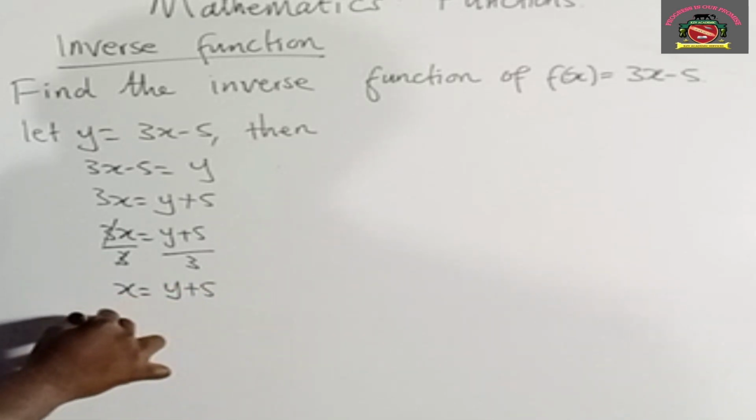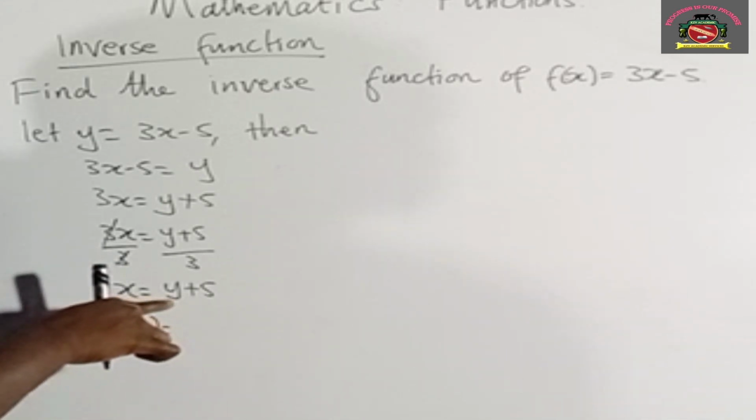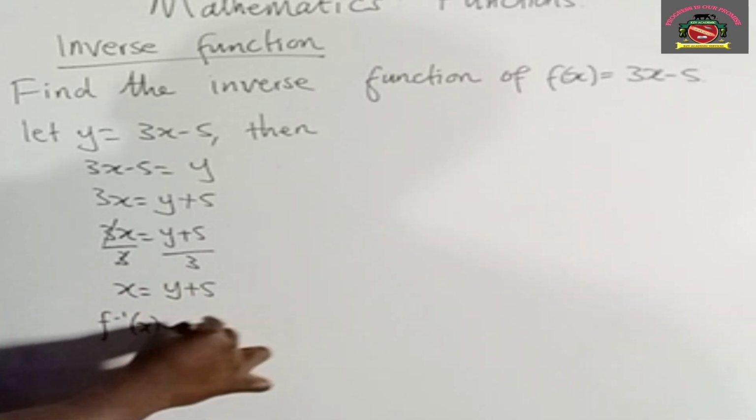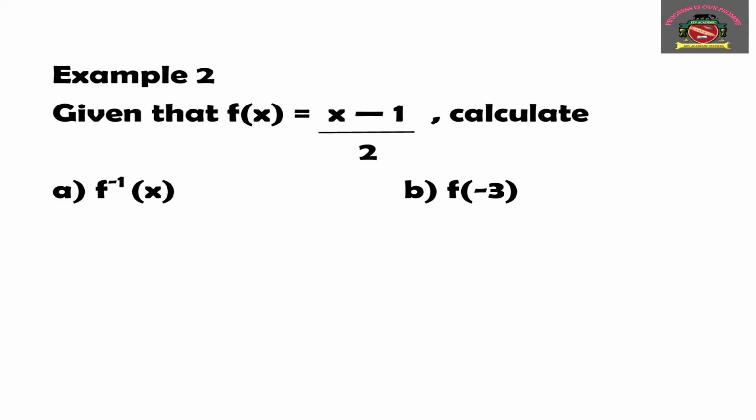Therefore, we'll say f inverse of x is equal to, where there is y, we substitute it with x. So we say (x plus 5) over 3, and we underline this one. Basically, this is what we do when finding the inverse function.